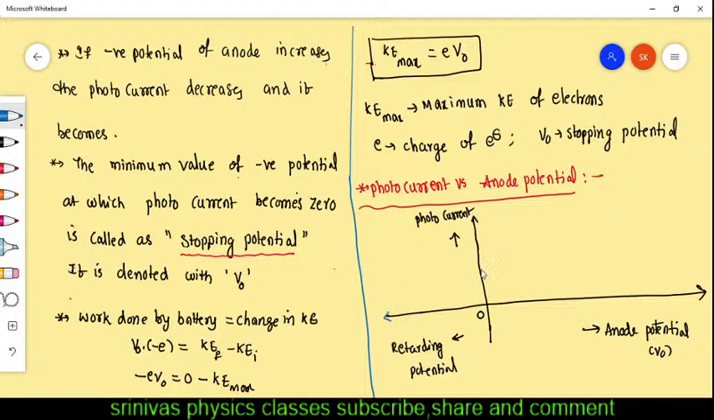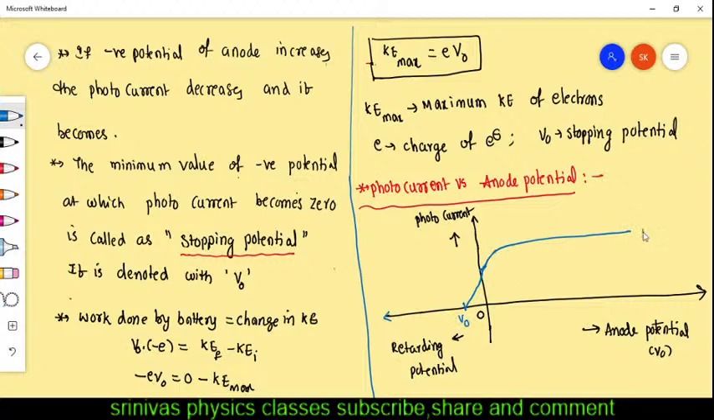When we increase the positive potential, what happens? The photocurrent also increases and becomes maximum. And if we increase the negative potential, what happens? The photocurrent decreases and becomes zero at a particular potential. That potential is called the stopping potential.